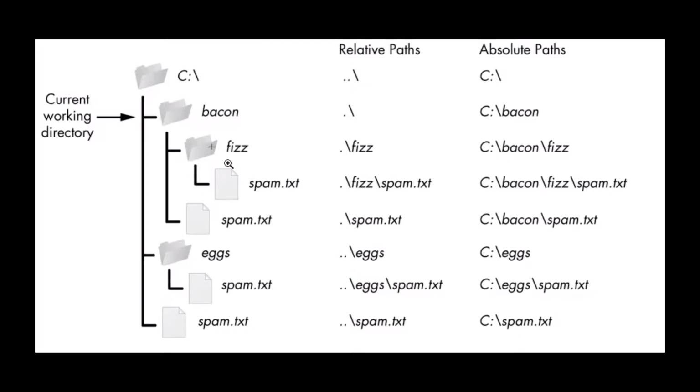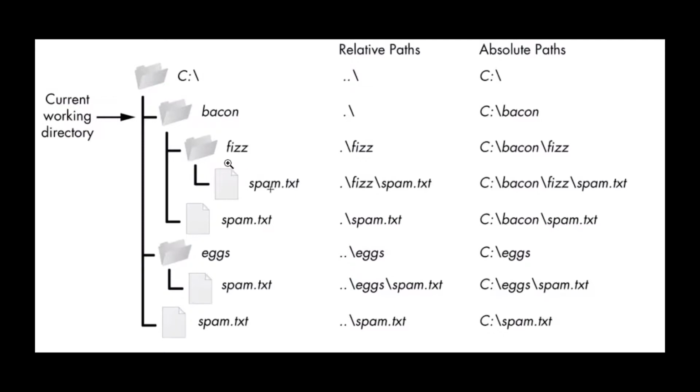If I am referring to this fizz folder, which is inside the bacon folder, I can say ./fizz. That means this folder, the folder that I am in right now. So since I am in bacon folder, that means bacon folder and then /fizz. So inside bacon folder, I'm referring to this fizz folder. The absolute path will be C, my root directory. Under C, I have bacon folder and then fizz.